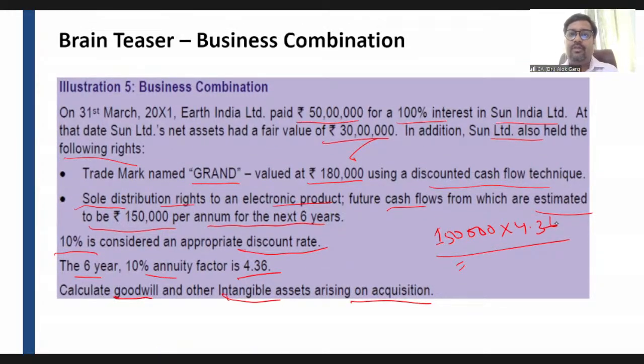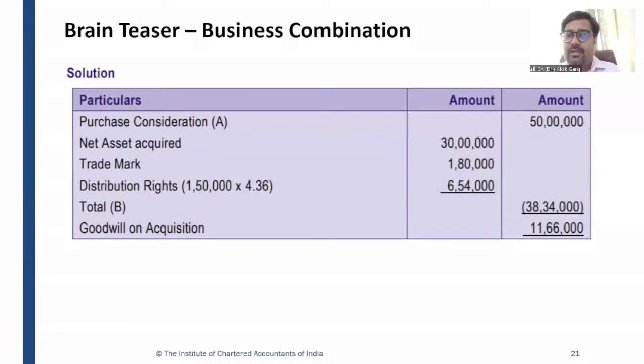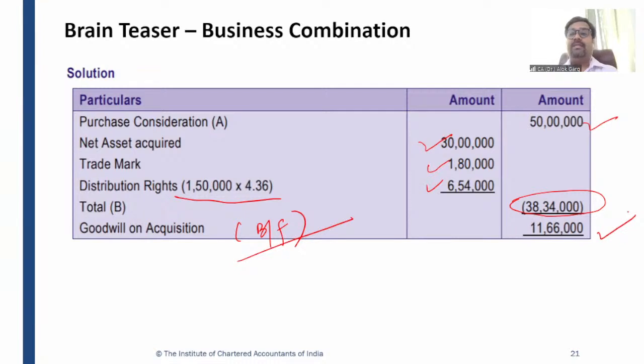I think we all are on the same page, guys. So purchase consideration is 50 lakh rupees. Net assets acquired are 30 lakh rupees. Trademark is 180, and the value of the distribution right is 150 multiplied by 4.36, which comes out to 654. The total is 3834. The balancing figure is goodwill. Goodwill arising on acquisition is 11,66,000.